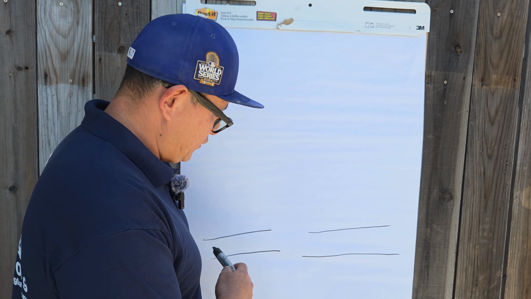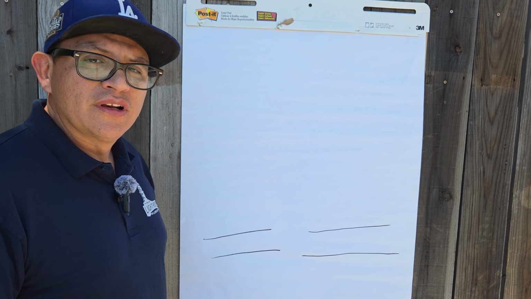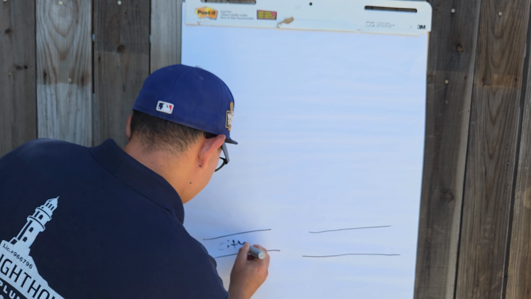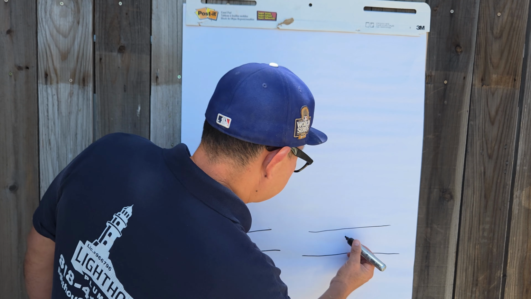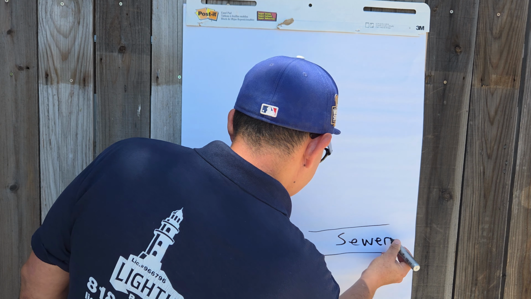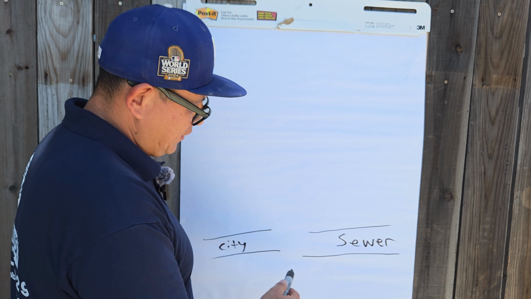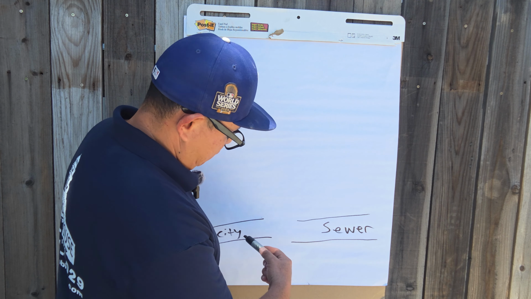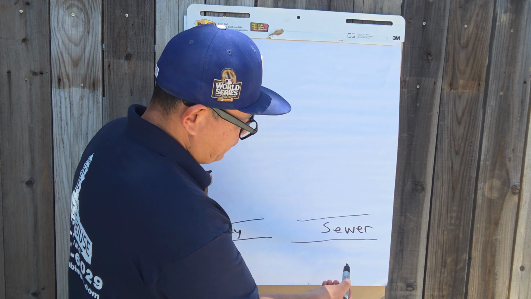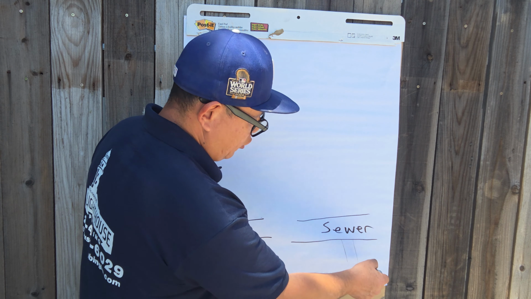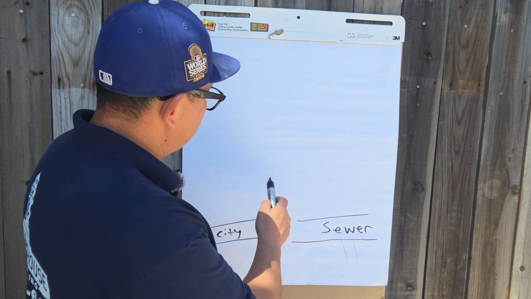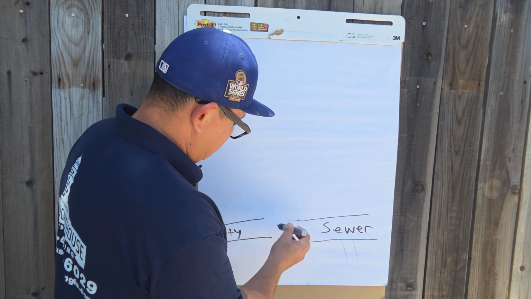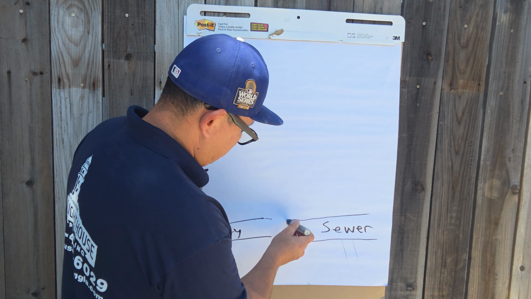So this is the city right here. Let's write city so you understand. This is basically where the cars drive, right? Sewer from the main. There are different houses, and they're all connected to the sewer. Now this is your house right here, and this is your sewer line.